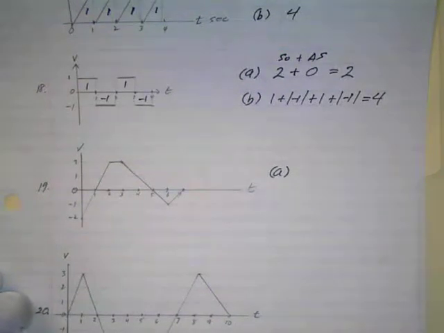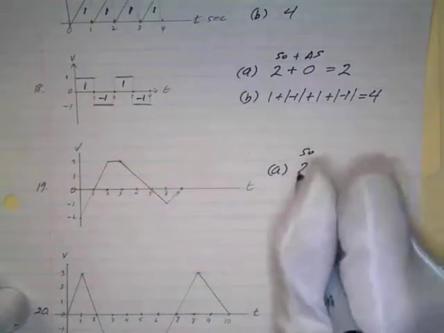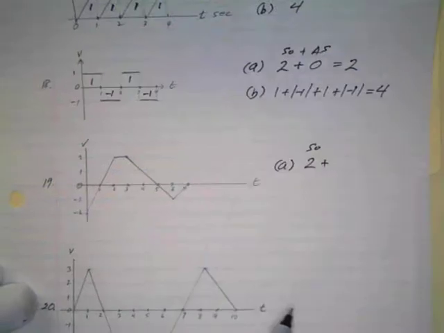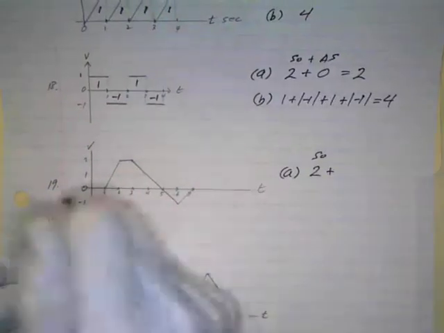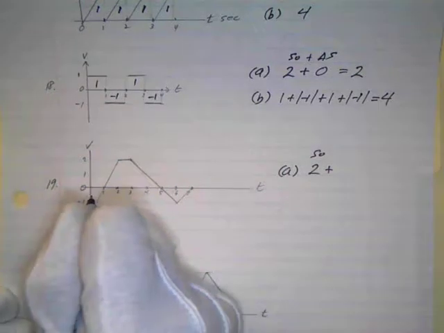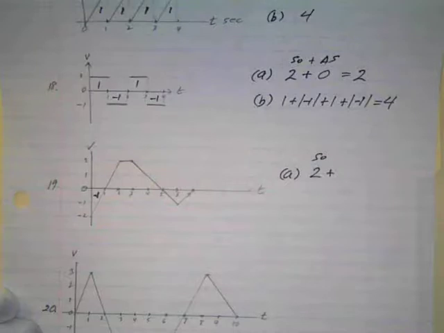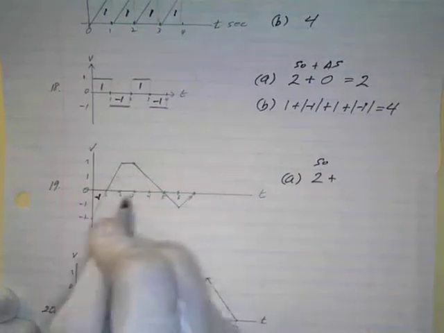So again, find where the particle is at the end of the trip. So remember again, my s sub 0 is equal to 2. And now we have to find our net distance traveled. Well, again, this is a triangle, but its area is 1, but it's below, so that's going to be negative 1. Now over here I have a trapezoid.